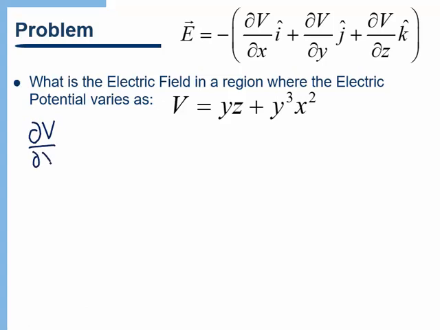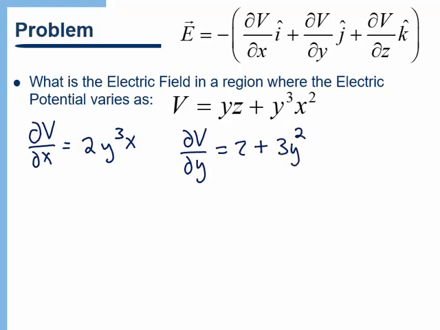dV/dx. When we take the derivative with respect to x, that's a constant. Here we would just get 2y cubed times x. For dV/dy, we would get z plus 3y squared x squared. And then dV/dz, only the first term has a z in it, so the derivative of z is 1, and so we would just end up with y.